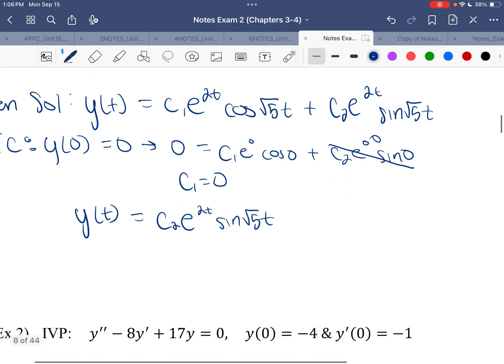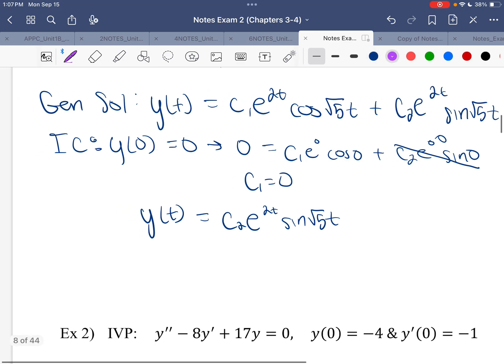So if I took the derivative first, then I'm going to have the product rule and it's going to be a mess. But evaluating my initial condition first gives me only one setup of having to do the product rule, which is nice.